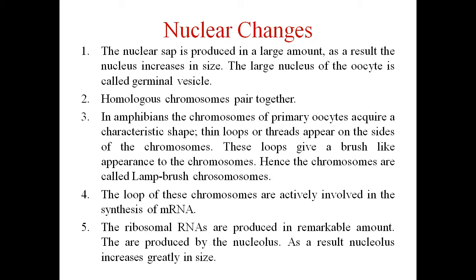What about the nuclear changes? The nuclear sap is produced in a large amount. As a result, the nucleus increases in size. The large nucleus of the oocyte is called the germinal vesicle.